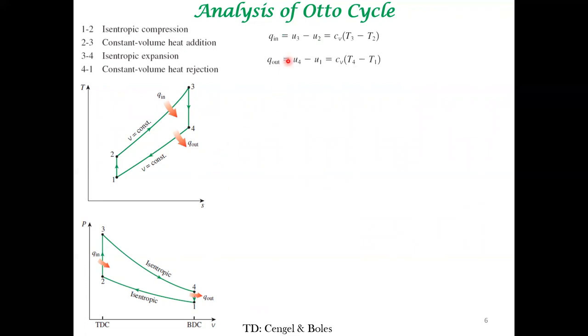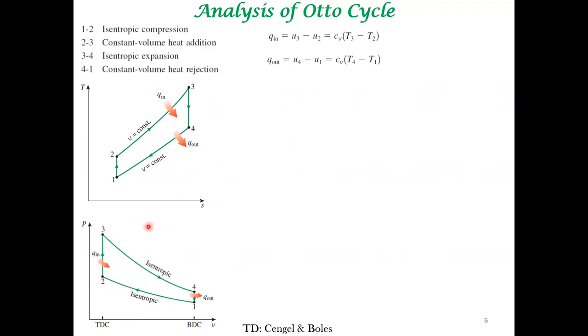So let's start with what happens when you go from 2 to 3, right? Let's look at both these graphs together. Both these graphs are used for describing what is happening in your cycle. So 2 to 3 corresponds to an isochoric process, right? This is the x-axis, this is volume here. It is an isochoric process.